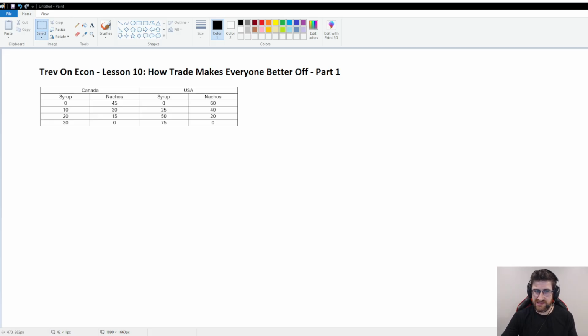So you'll notice already I have this little table popped up here with two countries, in this case Canada and the US, and I've got them kind of stereotypically making syrup and nachos. Kind of random. And for each country, they're making the same goods and they're making different combinations, right? Now, if you've watched the previous video on the PPF, which if you haven't, I would recommend it before this video, you'll see right away that this is effectively a PPF for Canada attached to a PPF for the US. So I could actually quickly sketch this out and compare Canada and the US.